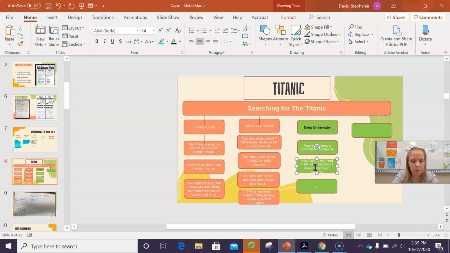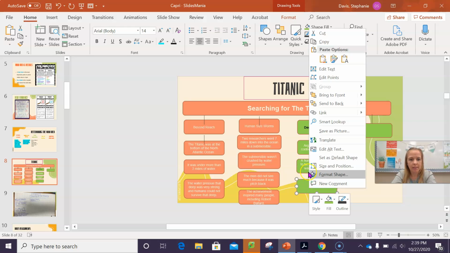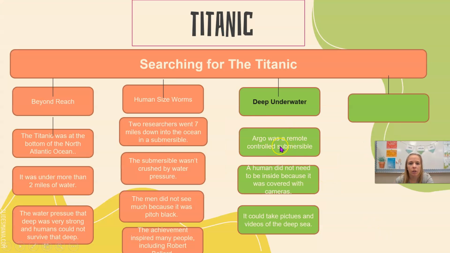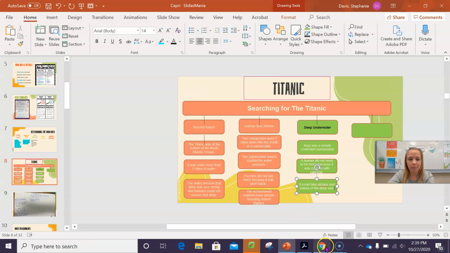It was covered with cameras. And then I would like to say that it could take pictures and videos of the deep sea. So just one more time. Argo was a remote-controlled submersible. A human did not need to be inside because it was covered with cameras. It could take pictures and videos of the deep sea.